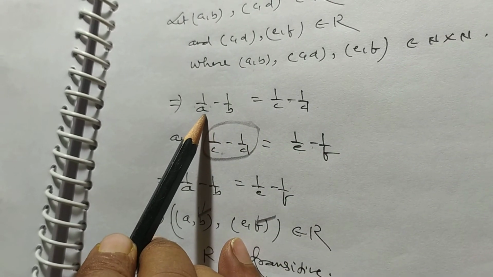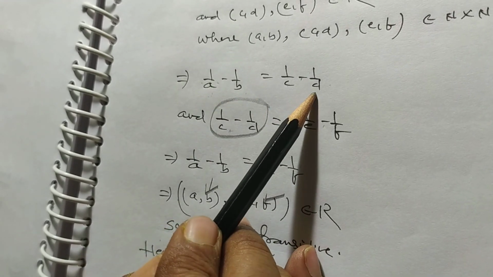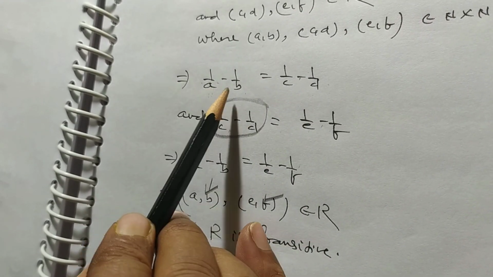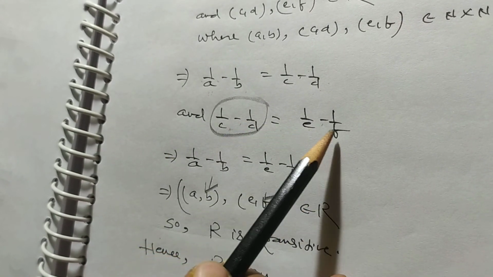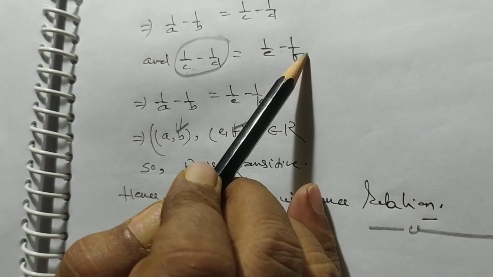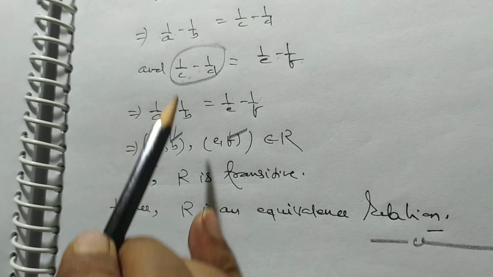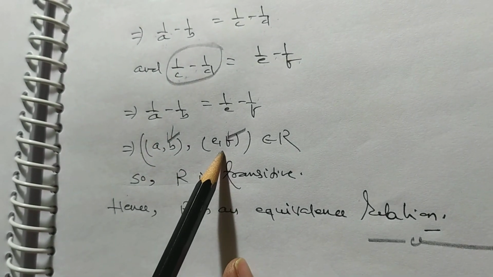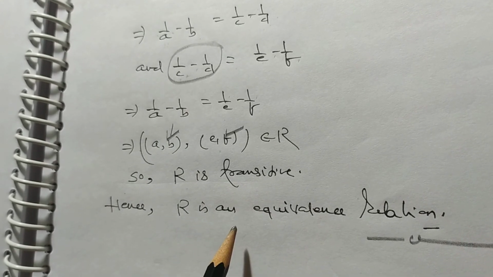So AB related to EF. When AB is related to CD, it means 1 by A minus 1 by B is equal to 1 by C minus 1 by D. CD related to EF means 1 by C minus 1 by D is equal to 1 by E minus 1 by F. And after comparing these results, we have AB related to EF, which belongs to R. So R is transitive. Hence R is an equivalence relation.